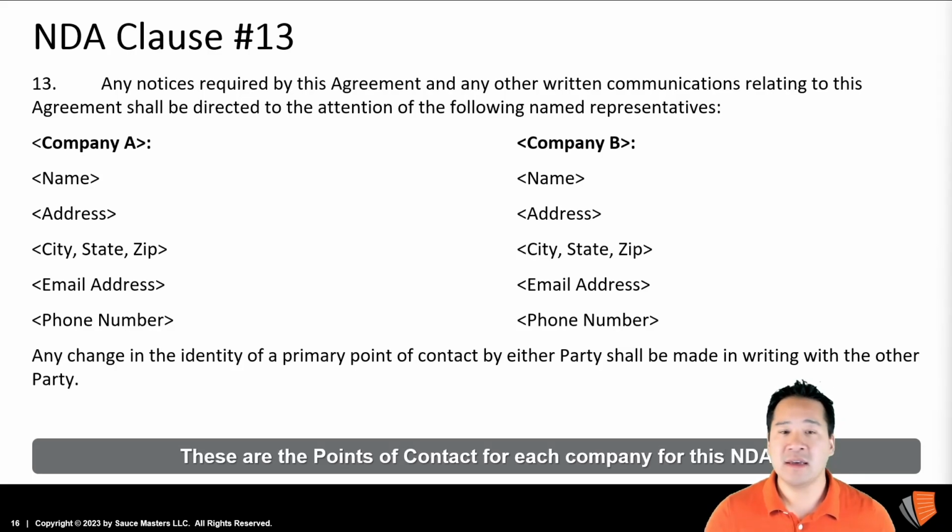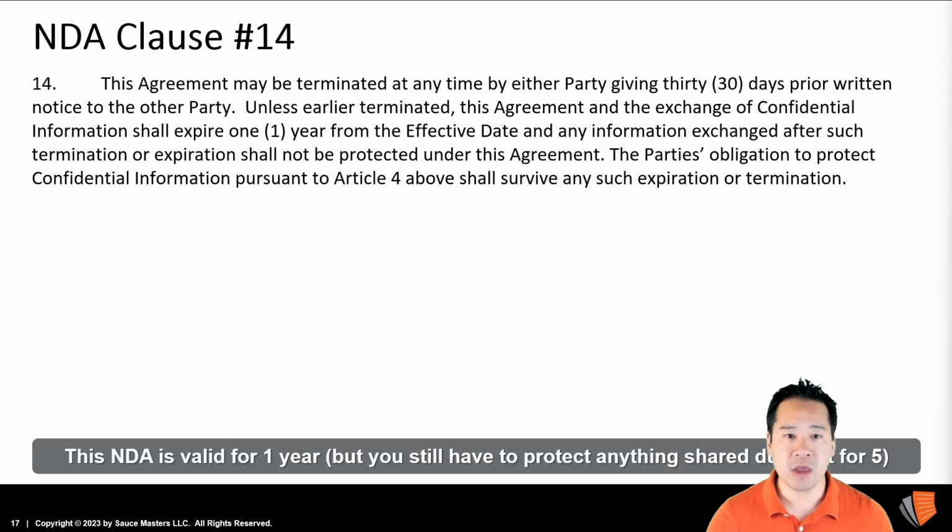Clause number 13 is a little bit more self-explanatory. It's the points of contact for each POC, point of contact for each company that will do most of the disclosing of confidential information. Clause number 14, this is the term, how long this agreement lasts. It's also, in effect, the expiration date.